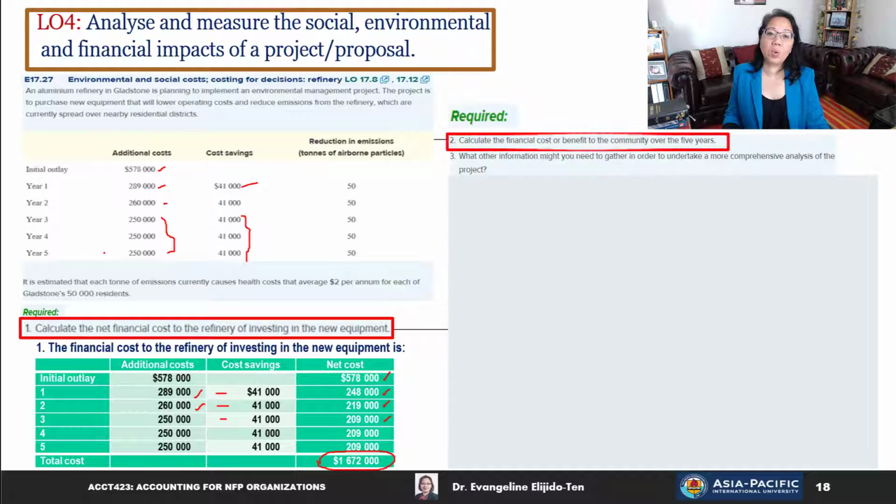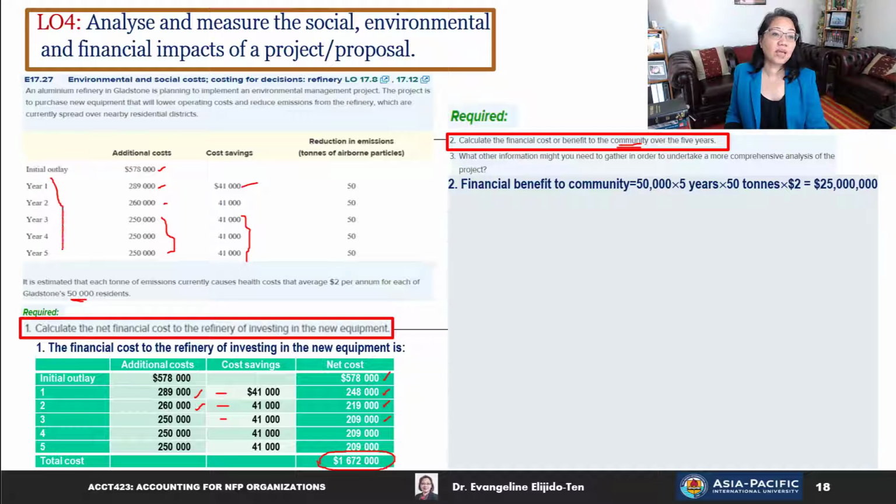Let's go to the second requirement, and that's to calculate the financial cost or benefit to the community over the 5 years. So we have 2 points of view here. From the point of view of the entity itself, which is the aluminum refinery, and now from the point of view of the community over the 5 years, what would be the financial cost or benefit? There are 50,000 residents, and we are analyzing it for 5 years. All right, and it says there are 50 tons of reduction in emissions per year.